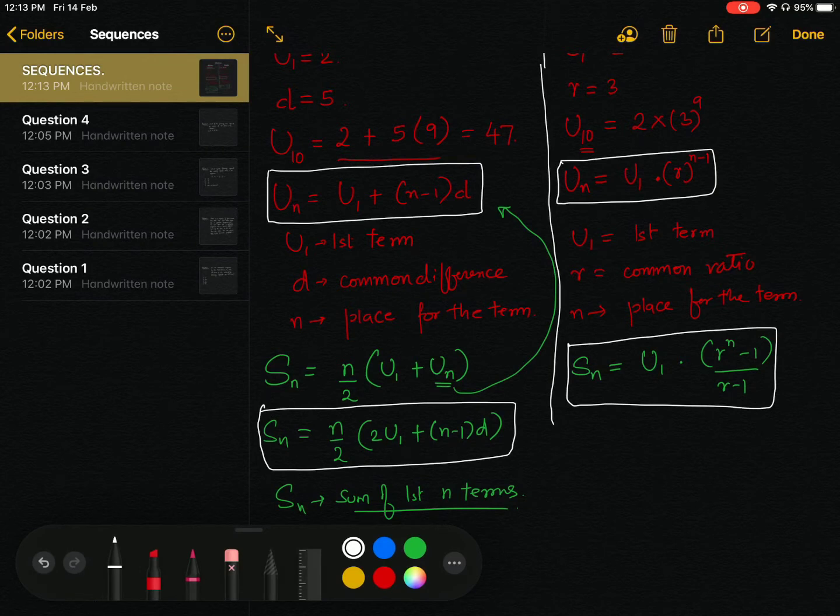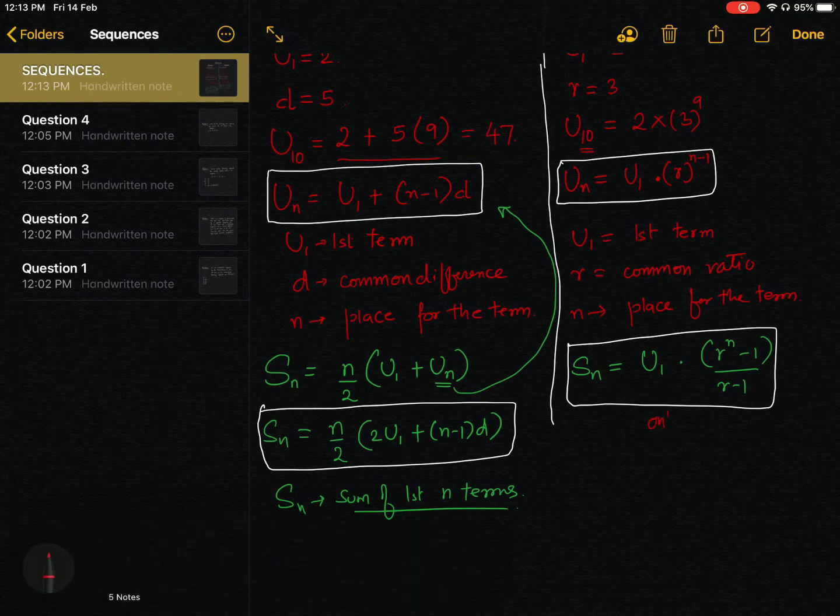This formula is applicable only if r is greater than 1. That means when you have a growing sequence.